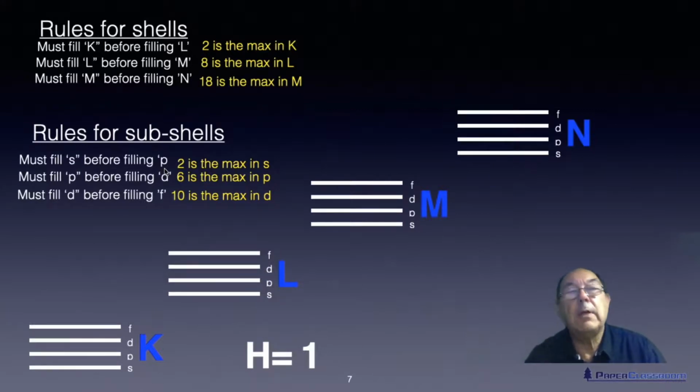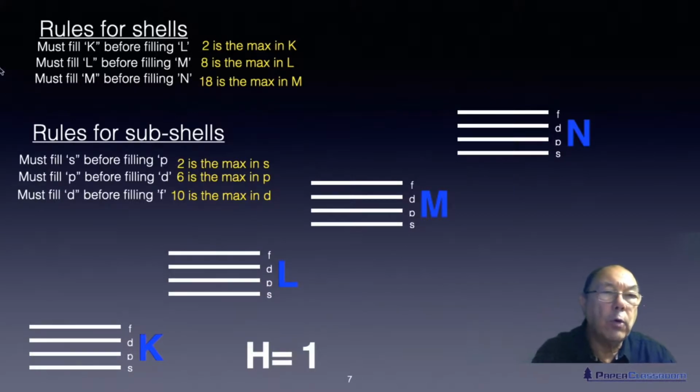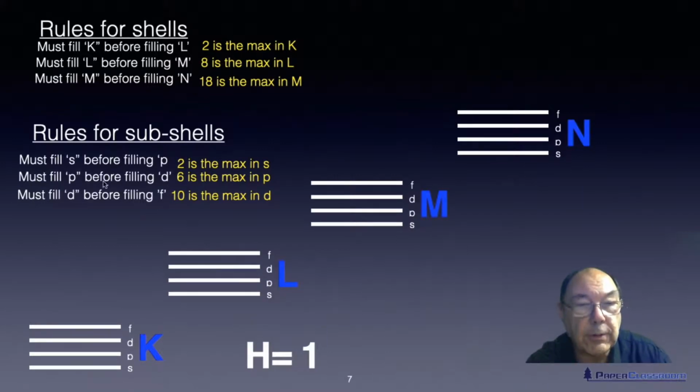So hydrogen, atomic number 1, 1 proton, therefore 1 electron. So where does that electron go? Well, the rules say it must go in the K before the L, it must go in the L before the M, so it has to be somewhere in the K shell. And then if we look to subshells, it can't be in the F until the D is full, it can't be in the D until the P is full, it can't be in the P until the S is full. So the very first electron, or the only electron that hydrogen has, it will go there.